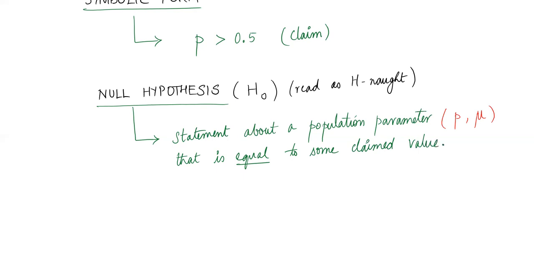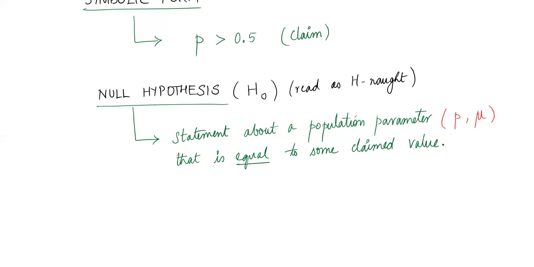So you know that your claim in the previous step was P greater than 0.5. The null hypothesis says no matter what that claim is, you will always write your H naught statement with an equal sign, simply. It has to have an equal sign. It cannot have an inequality, even though the actual claim has it.